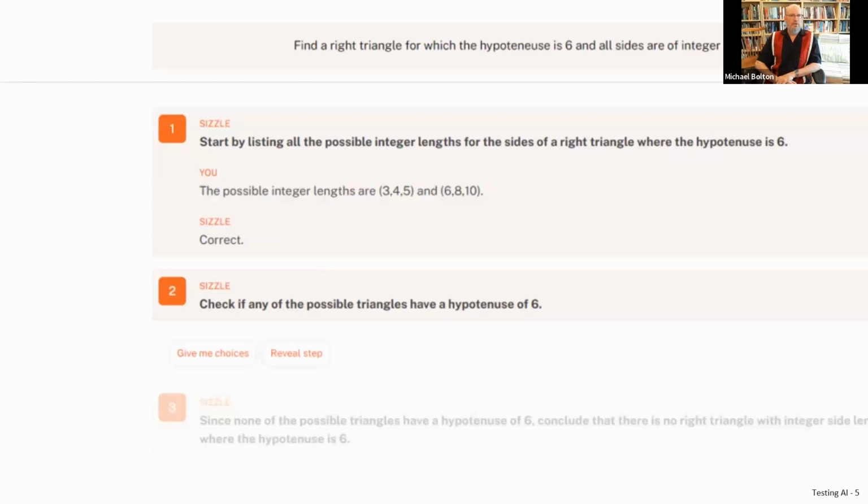So find a right triangle is the assignment, for which the hypotenuse is 6 and all sides are of integer length. Now, of course, anybody who has looked at math a little bit will know that this is impossible.